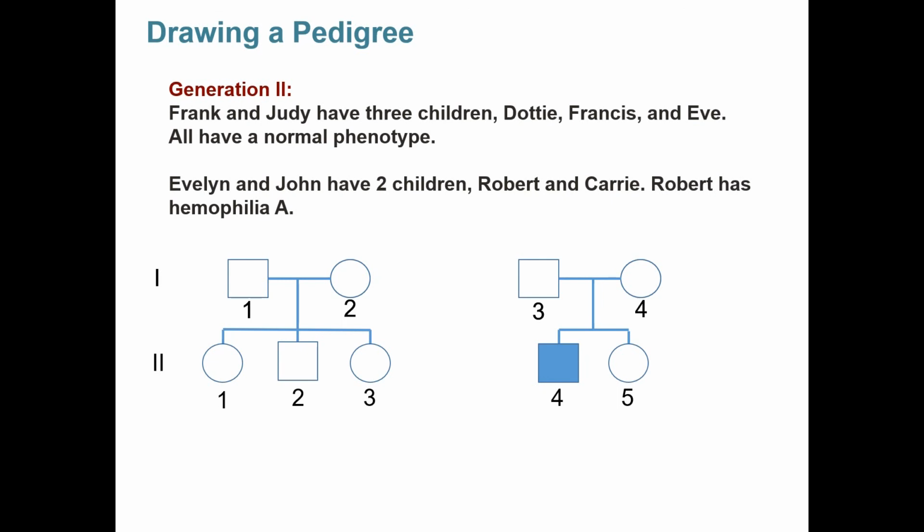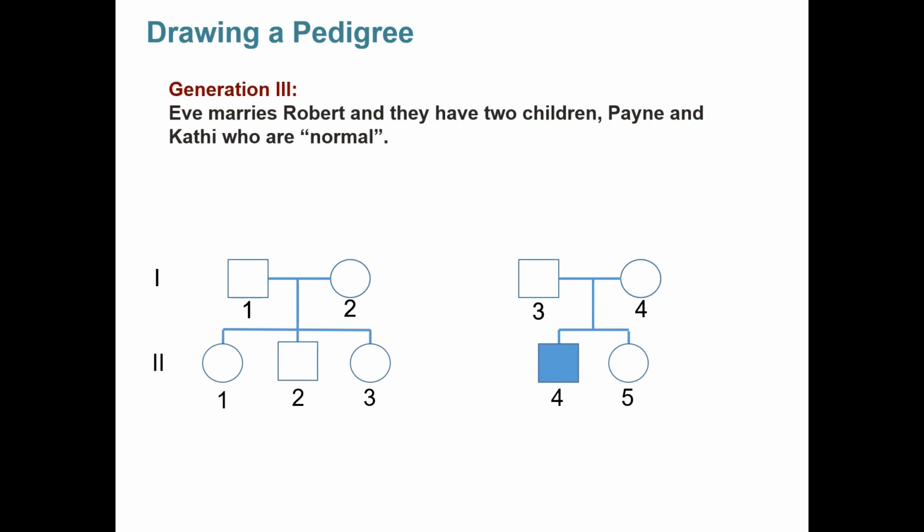In generation 2, we're told that Frank and Judy have 3 children, Dottie, Francis, and Eve, and all of them are normal. Evelyn and John have 2 children, Robert and Carrie, and Robert has hemophilia A. So we need to add 3 children for the first couple and 2 children for the second. In this case, one of the children will be filled in. That's Robert. He has hemophilia A. In generation 3, we're told that Eve marries Robert, and they have 2 children, Payne and Kathy, who are normal. So we need to add generation 3, and we need to have them have 2 children who are not filled in because they're normal. Okay, so drawing a pedigree is pretty straightforward.